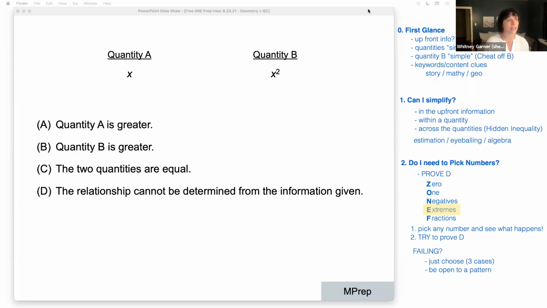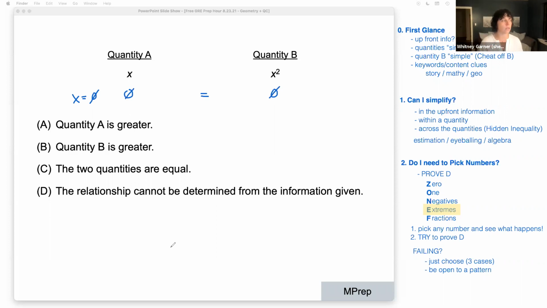If I think about my different cases, if I start with, I can't really simplify, let's be honest, x and x squared, there's not much I can do. And so I'm going to start testing out numbers. If x is 0, then quantity A is 0 and quantity B is also 0. That would make the two equal.